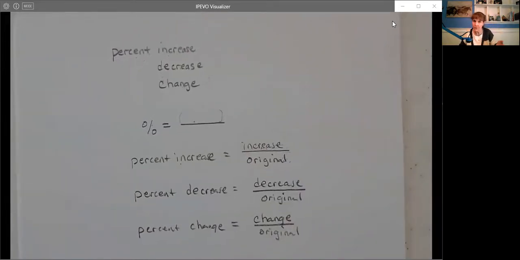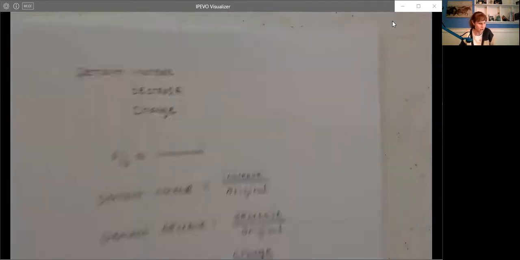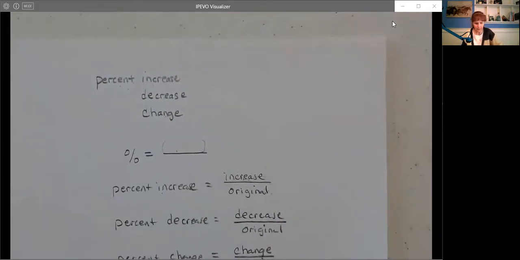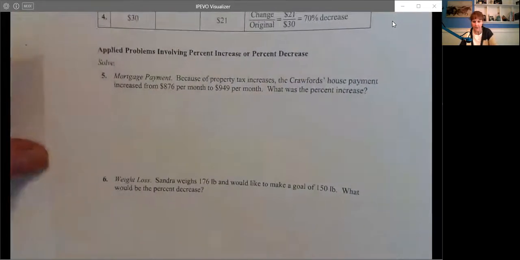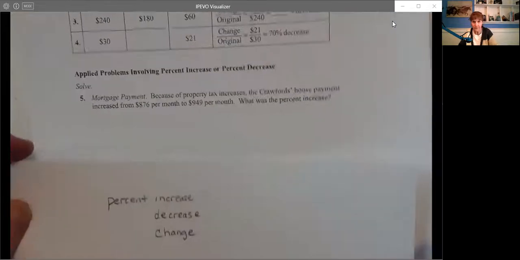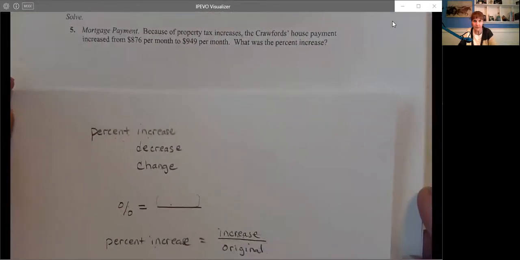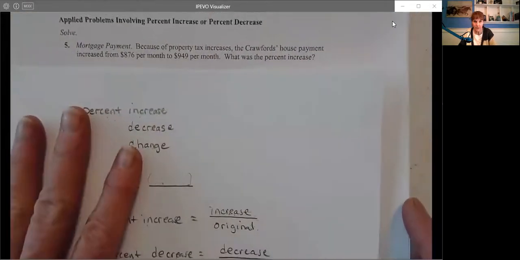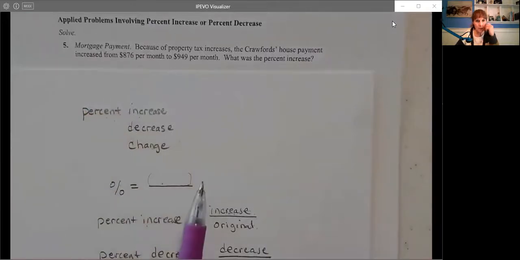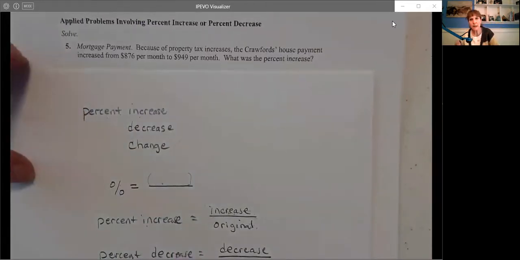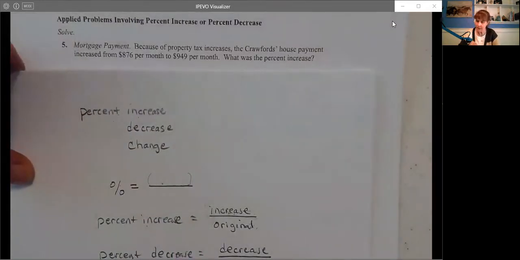How do you find a percent increase or a percent decrease or a percent change? We're going to start with this number 5 here. Maybe I'll try to put up my template. I don't know if it'll work or not. Yeah, it might. All right, so we have a mortgage payment. Because of property tax increases, the Crawford's house payment increased from $876 per month to $949 per month. What's the percent increase? So if we want the percent increase, we have to find the increase.